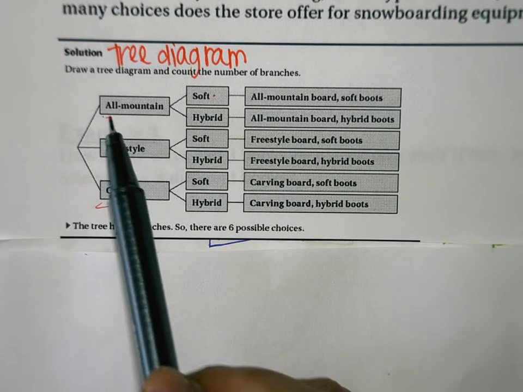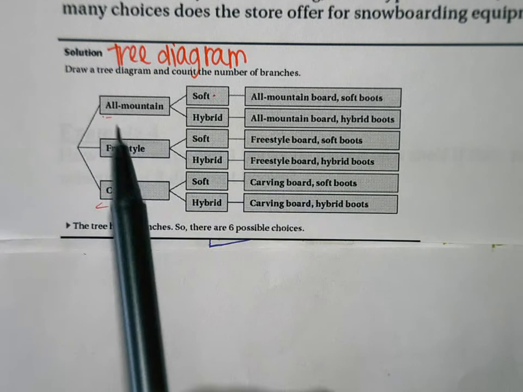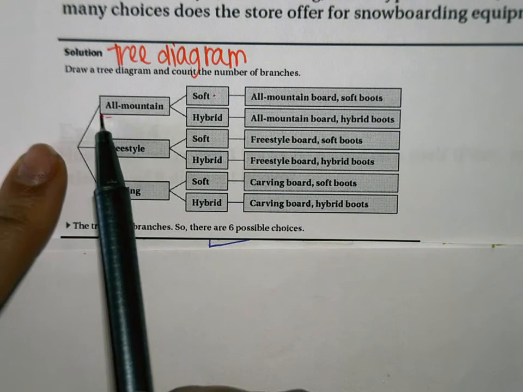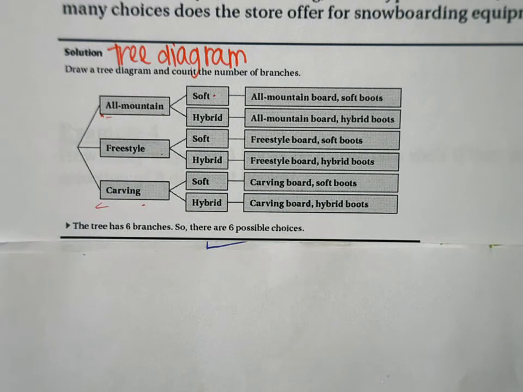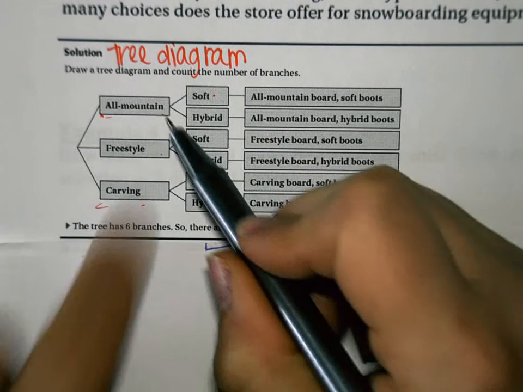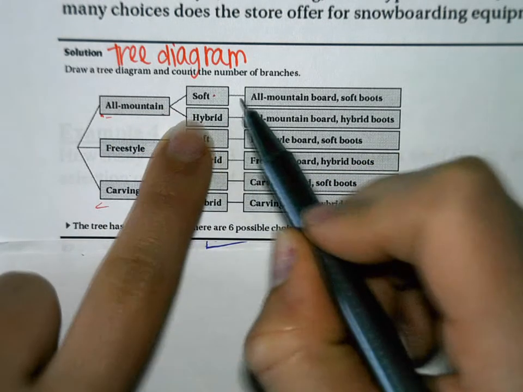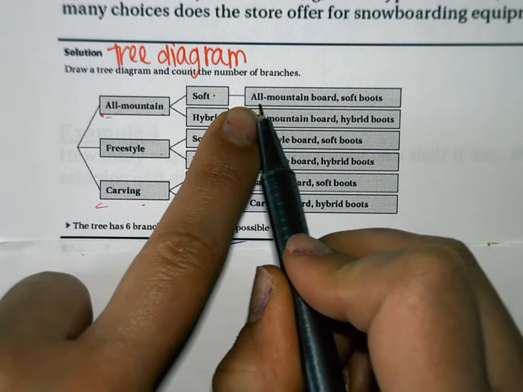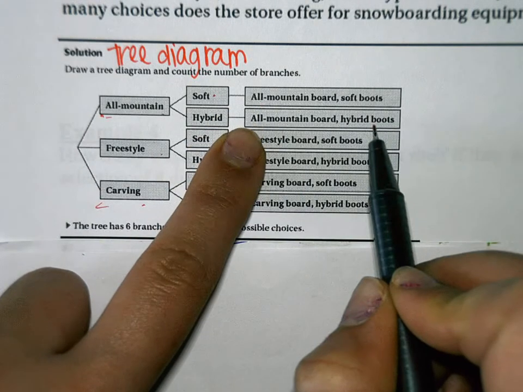So our tree diagram starts with our first choice, which is what type of snowboard. So we have all mountain, we have freestyle, and we have carving snowboards. And then we have to branch off of each of those in the different possibilities of boots. So all mountain, you can have an all mountain snowboard with soft or hybrid boots. So that gives us an option of all mountain board with soft boots or all mountain board with hybrid boots.